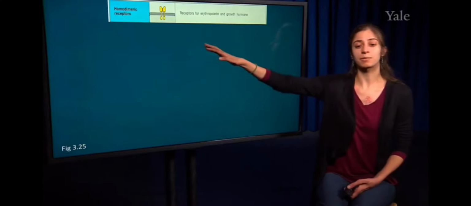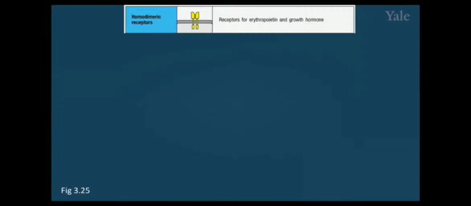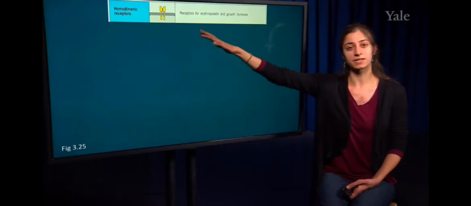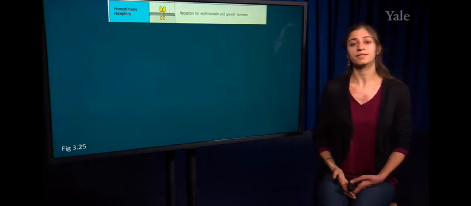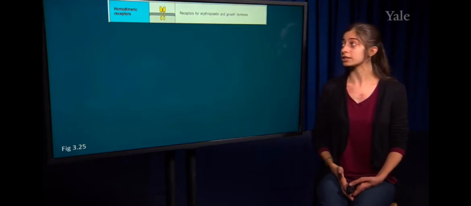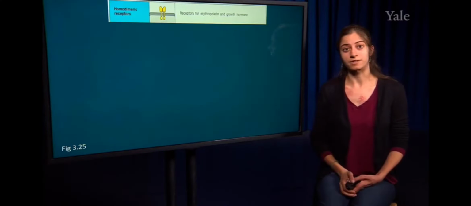The first type of receptor that cytokines may signal through is a homodimeric receptor. It's important to note before I continue that all of these receptors are dimeric and have 2 components. However, in this specific case, the 2 components are exactly the same. These types of receptors are typically used for erythropoietin and growth hormone, 2 endocrine cytokines.